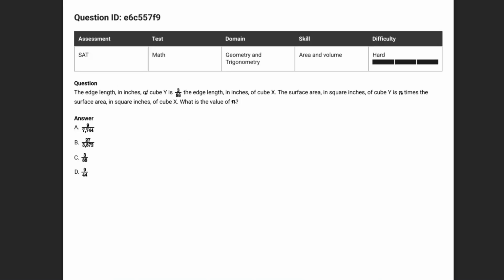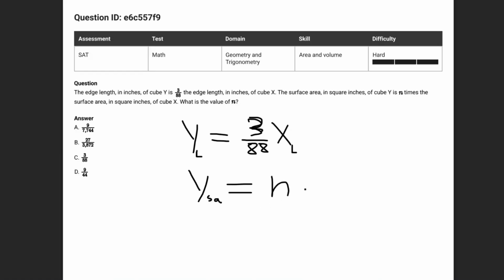So it says the edge length in inches of cube Y, with L for length, equals 3 over 88 times the edge length in inches of cube X. The surface area in square inches of cube Y is, another equal sign, n times the surface area in square inches of cube X. What is the value of n?